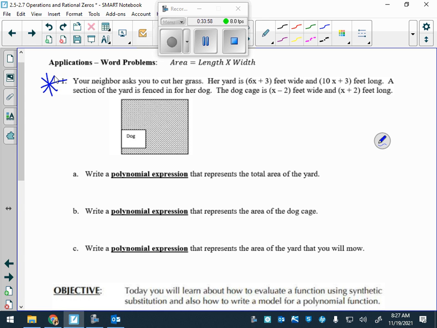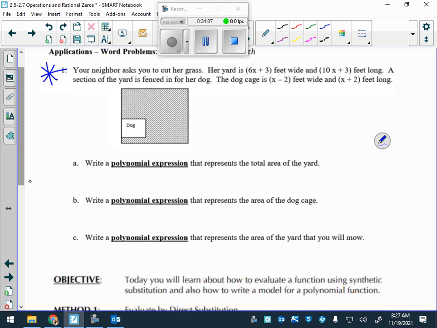A section of the yard is fenced in for her dog. The dog cage is x minus 2 and x plus 2 feet long. Write a polynomial expression, so you're still keeping it in terms of x, that represents the total area of the yard. So area, I wrote the formula above, length times width. So what are the two pieces I am using to find the total area of the yard? Hannah?